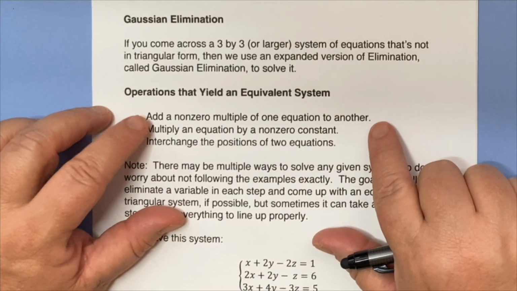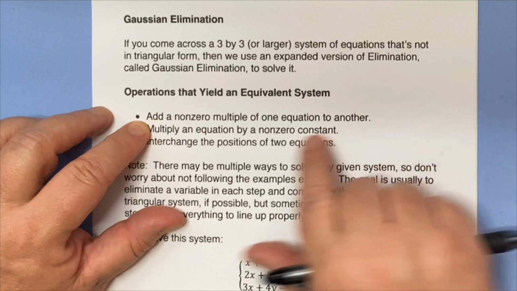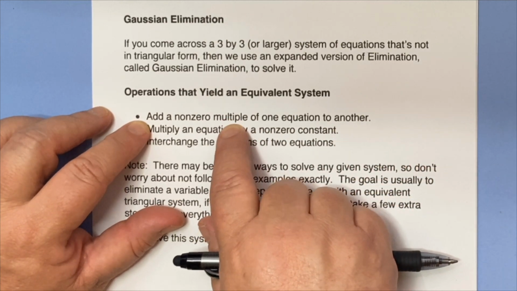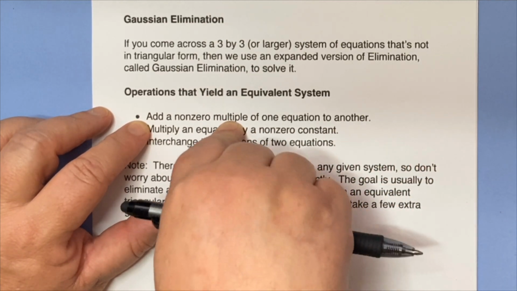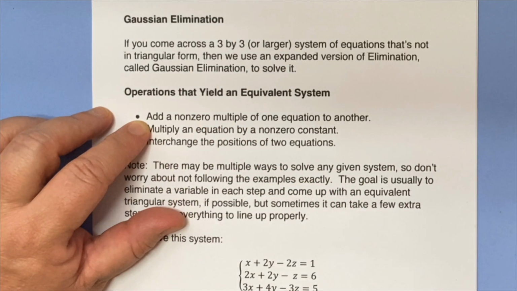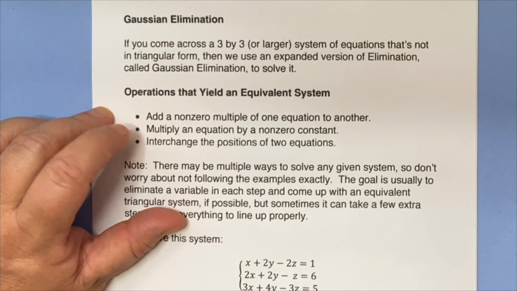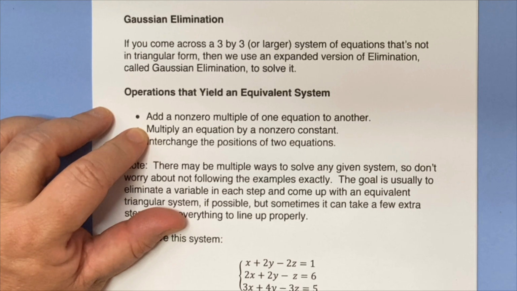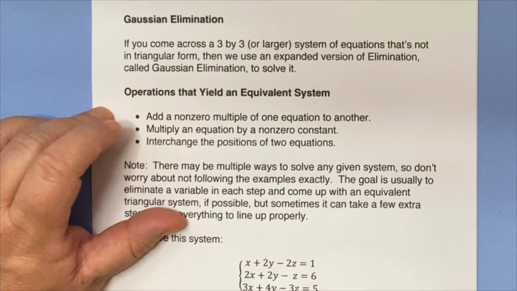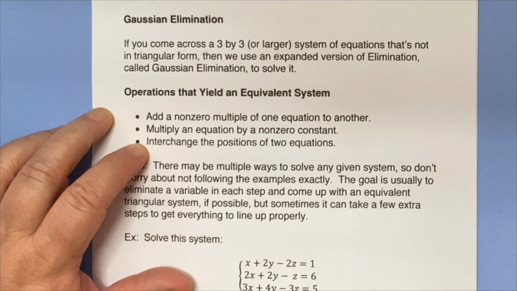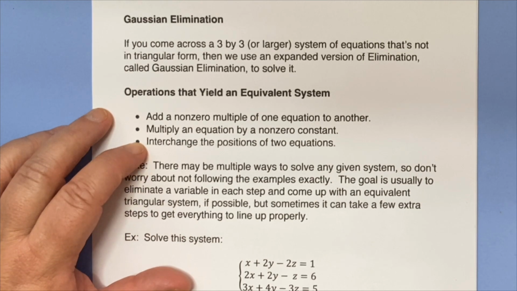You are allowed to add a non-zero multiple. So it means multiply one of the equations by a number that's not zero, and then add it to another equation. You're allowed to multiply an equation by a non-zero constant. Again, don't multiply by zero because everything disappears. And you're allowed to interchange the positions of two equations.